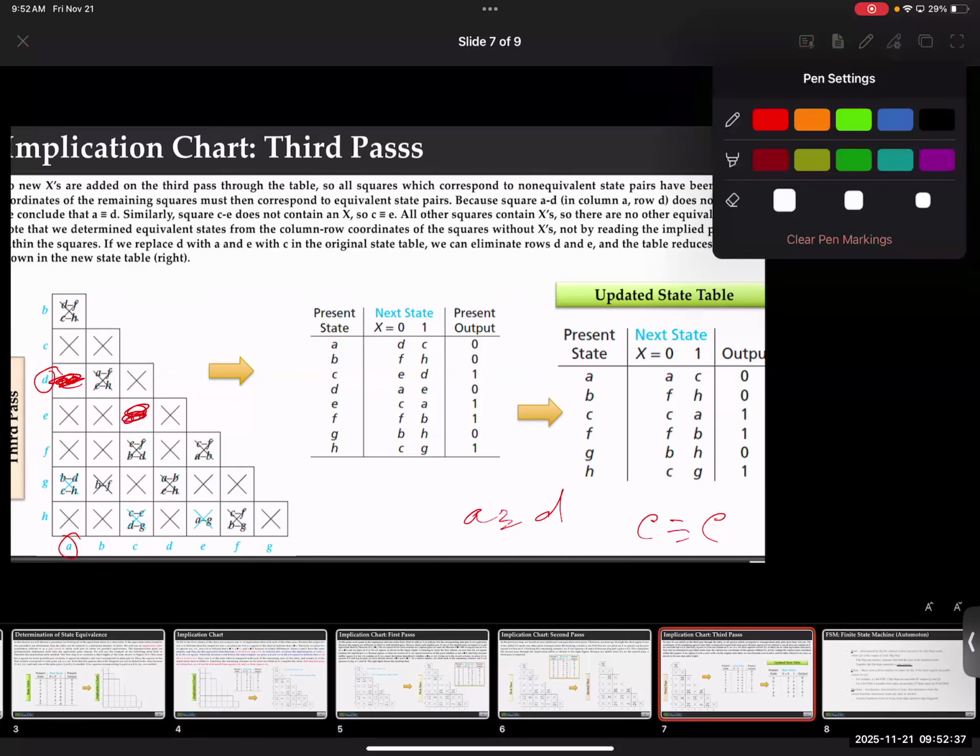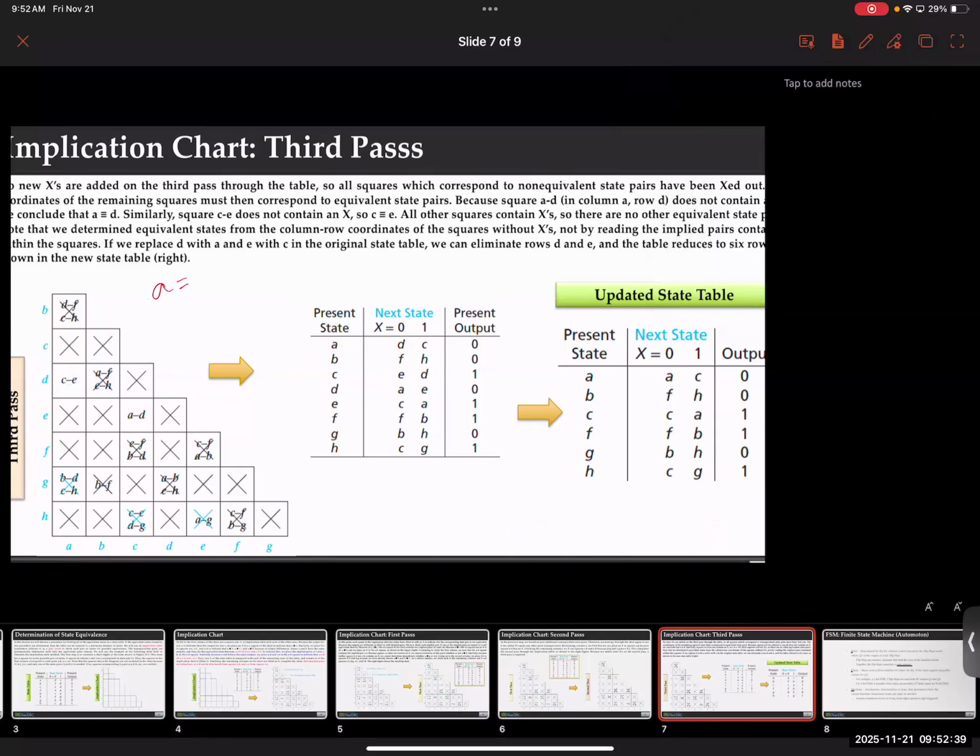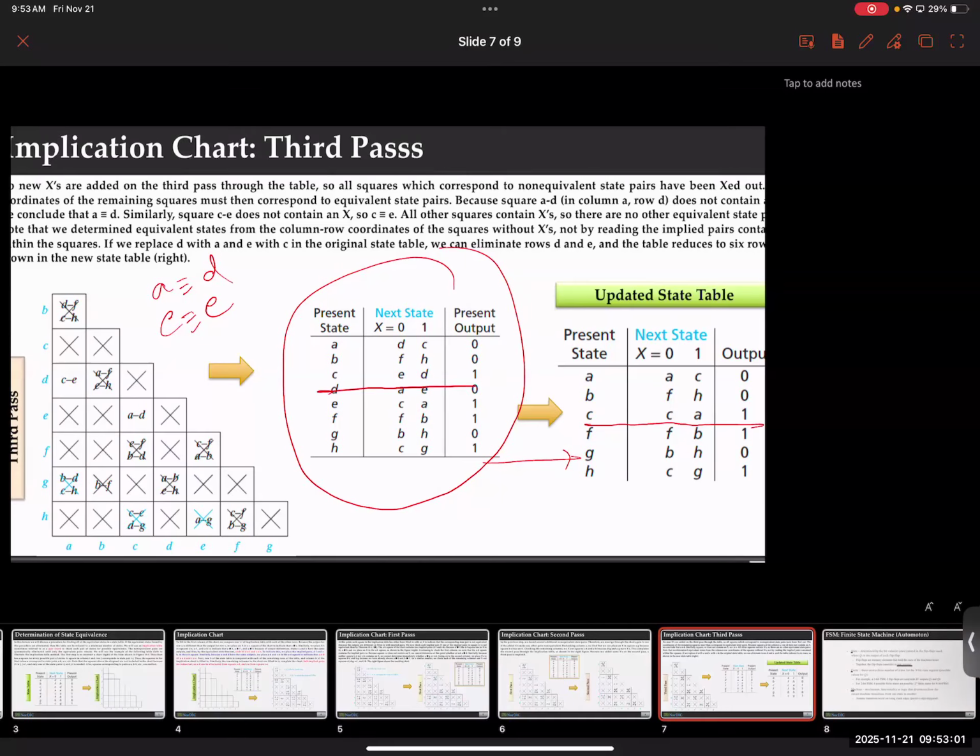So when I say A and D are equivalent, can I replace D with A? Keep the one that comes before and replace the other one. Can I replace D with A? And I told you C and E are equivalent. Can I replace E with C? Okay, so this was your original state table. And this is your reduced state table. Notice what's missing. Where is D? What is D? I replaced it. I don't need it because it is repeated. If you have A, you have D. Just cancel this row out.